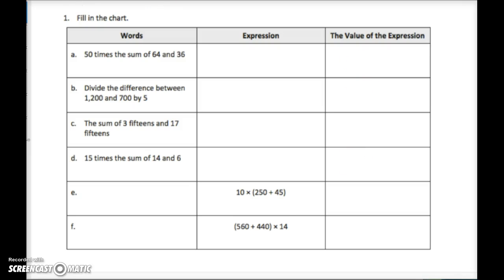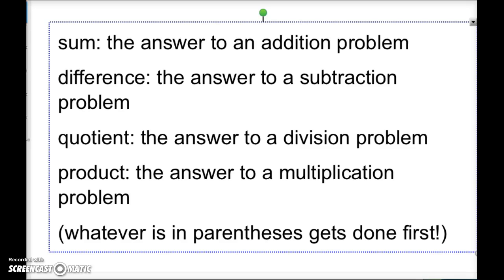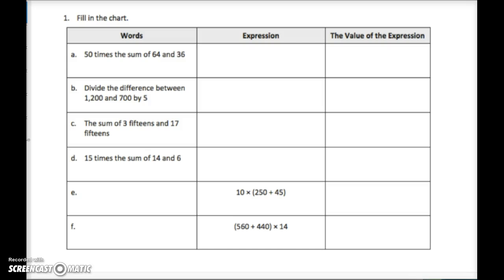Before we move on, I want to take this opportunity to remind you that sum means the answer to an addition problem. Difference means the answer to a subtraction problem. Quotient is the answer to a division problem. Product is the answer to a multiplication problem. And whatever is in parentheses gets done first. So as we go back to these, in this expression, this would get done first, and then you would do this. Okay? In this expression, this would get done first, and then you would do this.